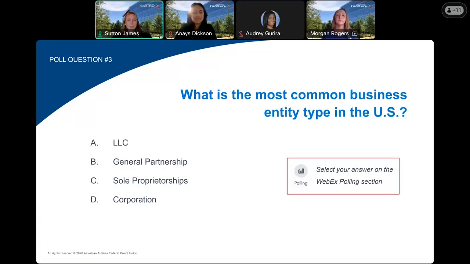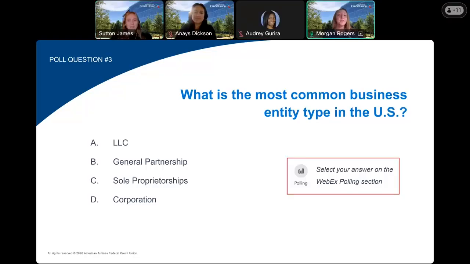Yes, the answers are starting to come in. Like I said, I don't remember the answer to this one. I'd have to guess. What I'm seeing so far is that A, LLC, is the most popular answer, and that's what I also think. So, while some of the attendees finish out voting, Morgan, can you tell us the right answer?